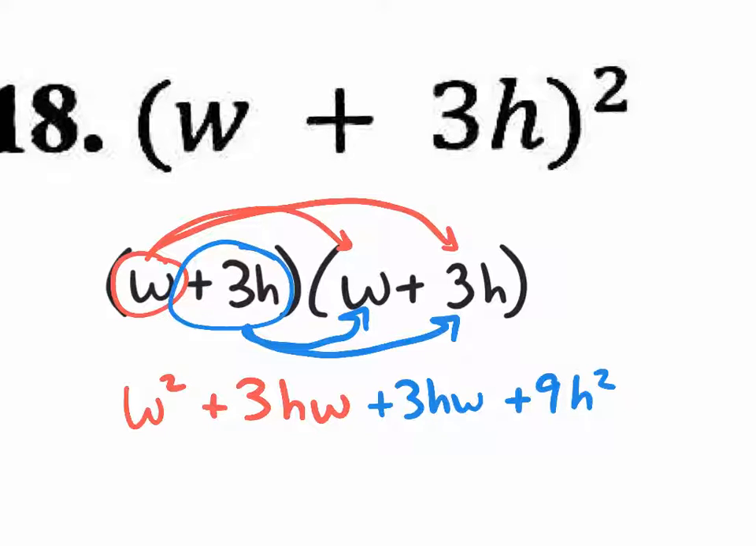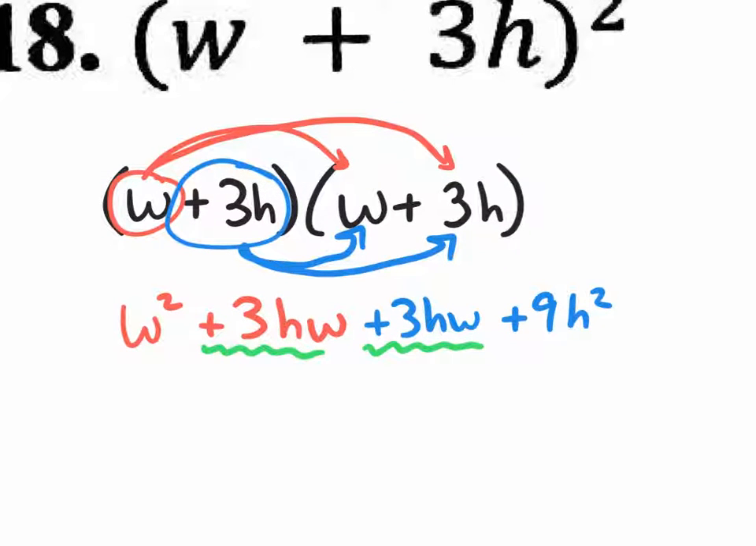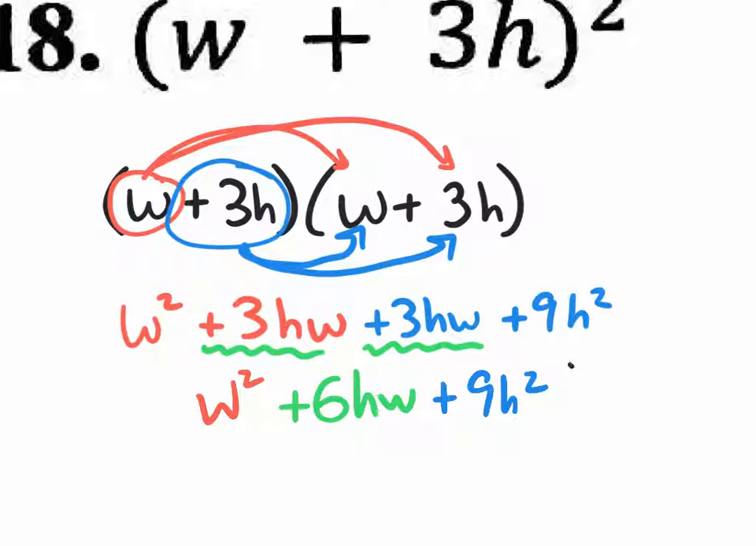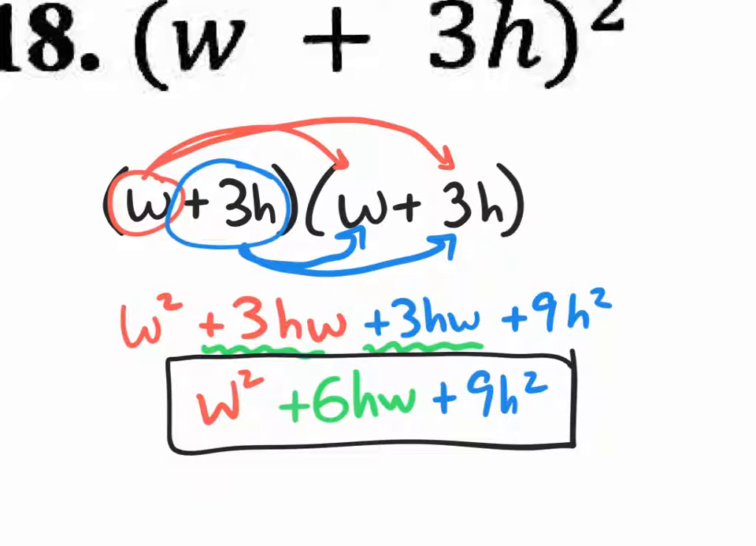So once again, we distribute first, and then after that, we combine the terms that are alike, which in this case are the middle terms, 3hw plus 3hw. And what do we get? 3 plus 3? 6. Positive 6hw. Let's bring down the w squared, bring down the plus 9h squared, and we are done. That's our answer right there.